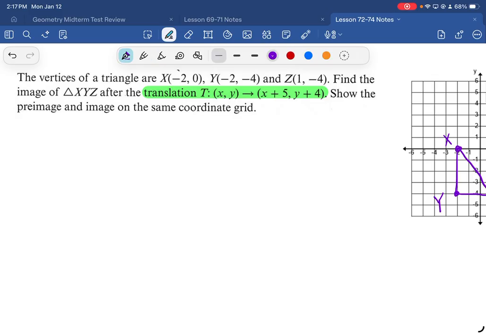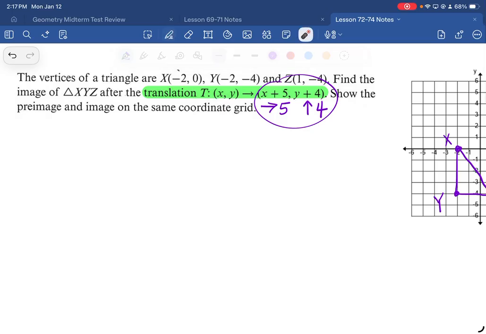I want you to notice something. +5 means that we're going to the right 5 because the x-axis is horizontal, so it's left-right, correct? And the y-axis is vertical, so it goes up-down. So this rule right here is trying to tell me that they want me to move 5 to the right and 4 up. What if this had been a -5? 5 to the left. What if this had been a -4? 4 down. Yeah. So y'all understand how this works.